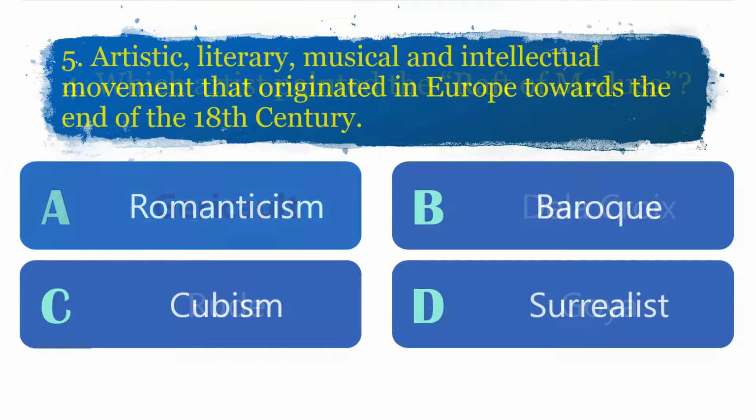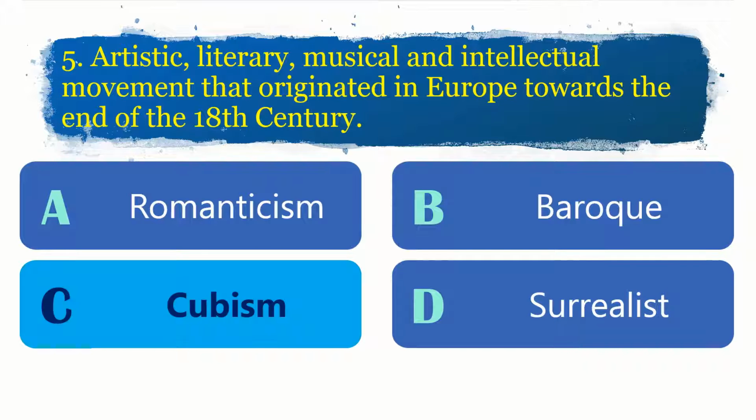Géricault. 5. Artistic, literary, musical, and intellectual movement that originated in Europe towards the end of the 18th century. A. Romanticism, B. Baroque, C. Cubism, D. Surrealist. The correct answer is C. Cubism.